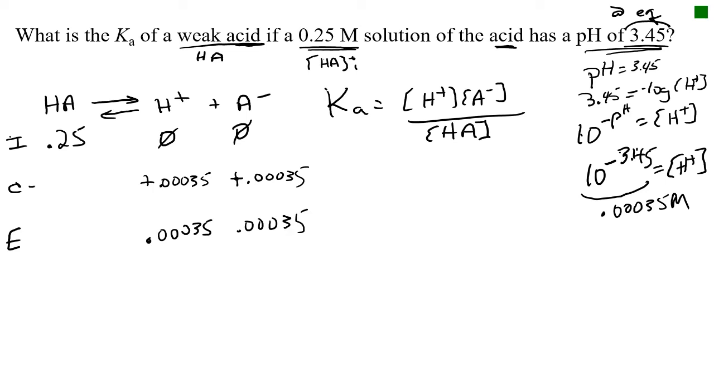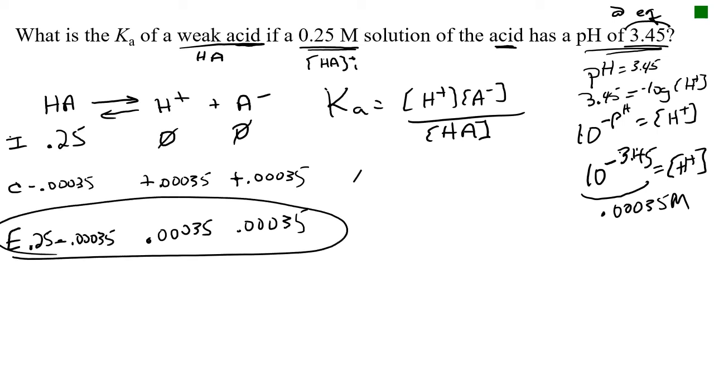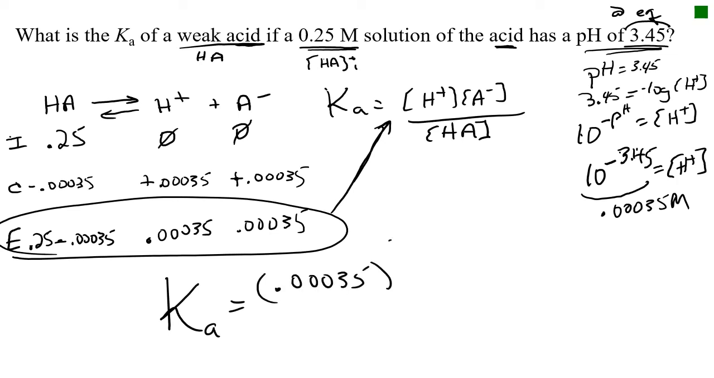Our change here, our HA, went down by that value. And at equilibrium, we have 0.25 minus 0.00035. Well, we know we can plug this straight into our equation for K, for our acid ionization constant. And when we do this, our Ka is going to equal 0.00035, that's multiplied twice, so we can square it, divided by 0.25 minus 0.00035.